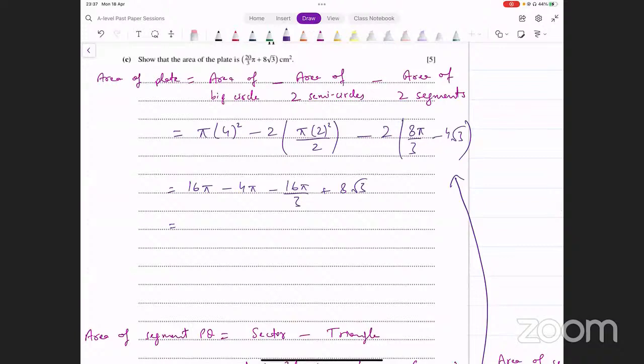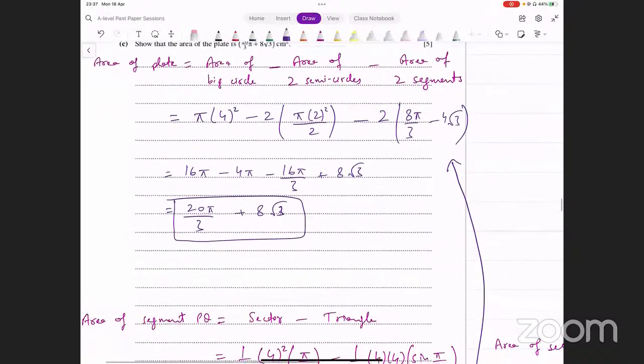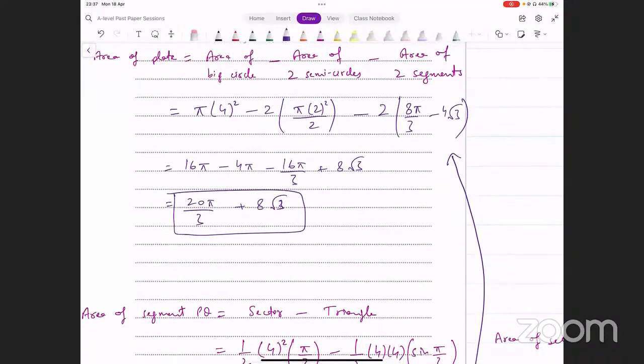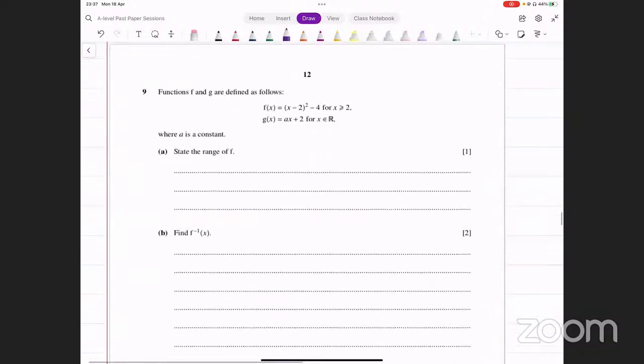16 minus 4, that's 12. 12 minus 16 divided by 3, that turns out to be 20 over 3. So 20 pi over 3 plus 8 square root of 3, that's the area that we wanted. ये उसने show करने के लिए कहा था. All right. So this was this part जहाँ पे आपको area calculate करना था. Any problems with this? This was another tricky part on this paper. Okay, let's move on. That was question number 8. Now let's do 9 and 10, and then we'll do the rest in order.